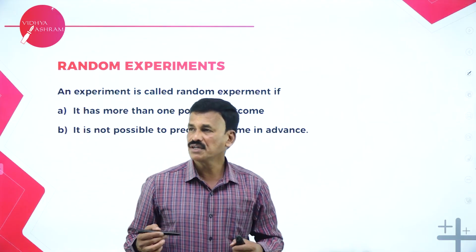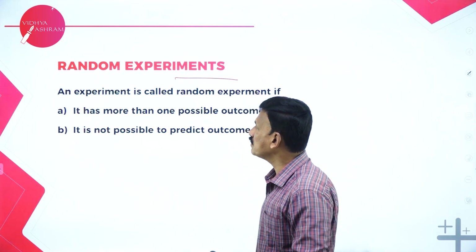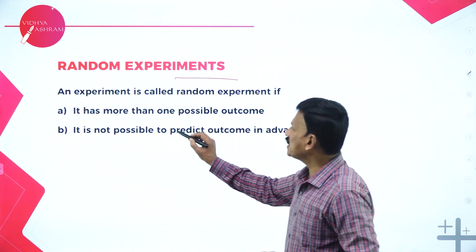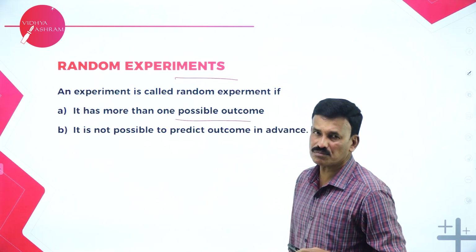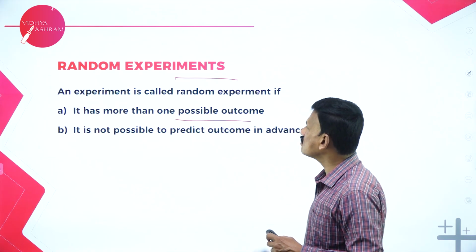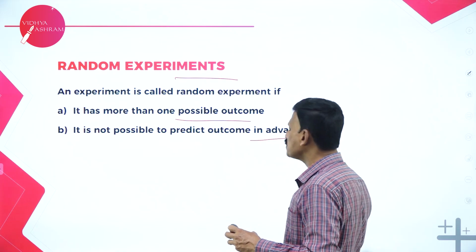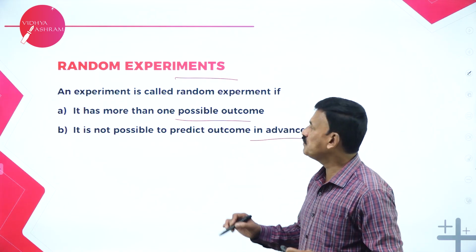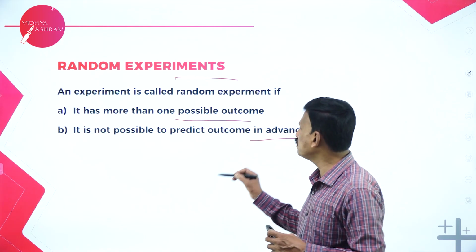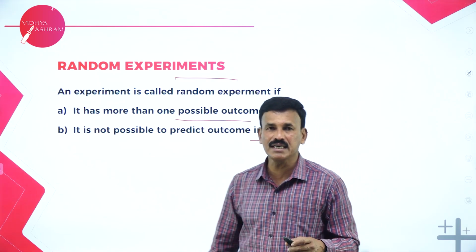Now let us know about random experiments. What is a random experiment? An experiment is called a random experiment if it has more than one possible outcome and it is not possible to predict the outcome in advance. Such an experiment is called a random experiment.